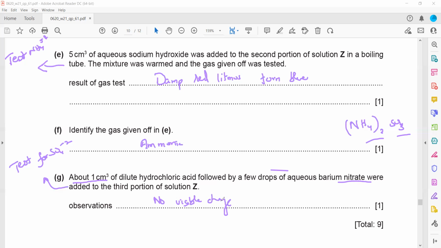Why is there no visible change? Because the salt is not a sulfate salt, it is a sulfite salt, as I mentioned in the beginning of the question. So this is how you answer this. The most important part of this question is you have to learn the test and observation for each of the positive and the negative ions. The table I already shared with you.